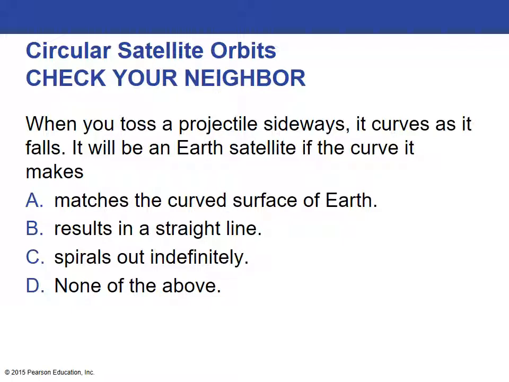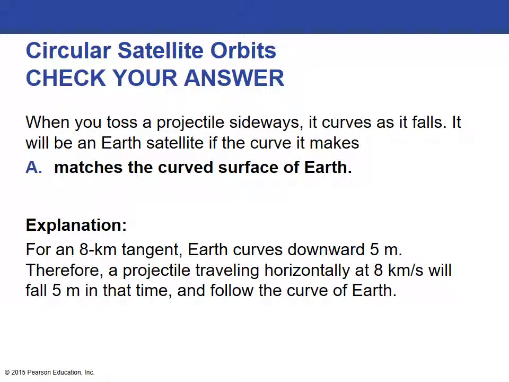Here's something to think about when we toss a projectile sideways. So we introduce no vertical component. It curves when it falls. If the curve matches this, it will be an Earth satellite if it matches the curved surface, goes in a straight line, or spirals. What's the answer? Well, in fact, so long as we are at the speed so that the parabola at which it drops matches the curved surface of the Earth, the projectile will stay in orbit.